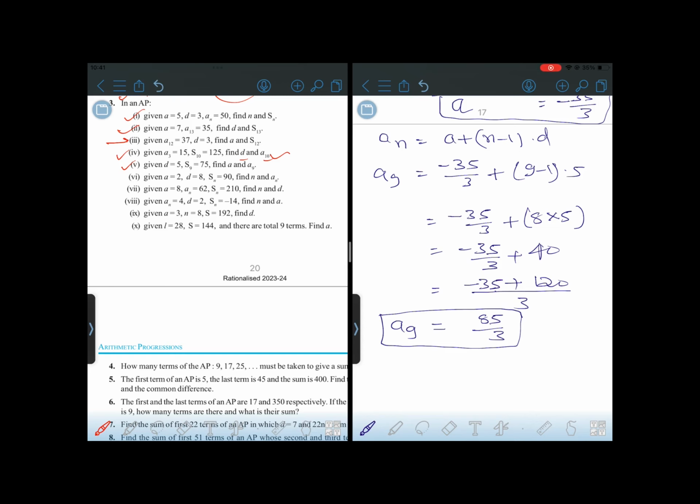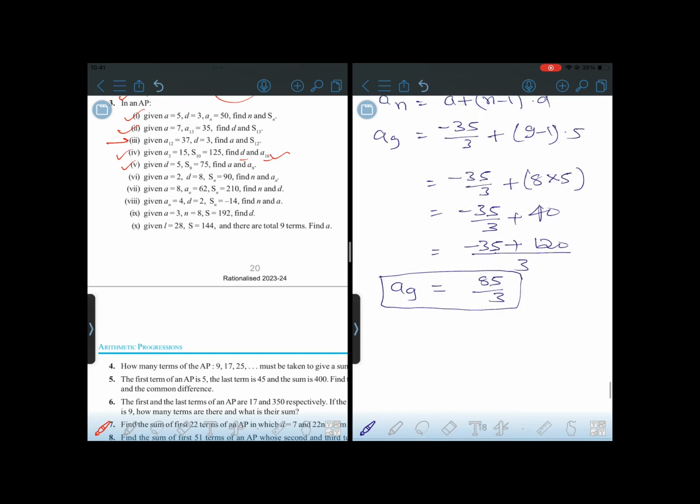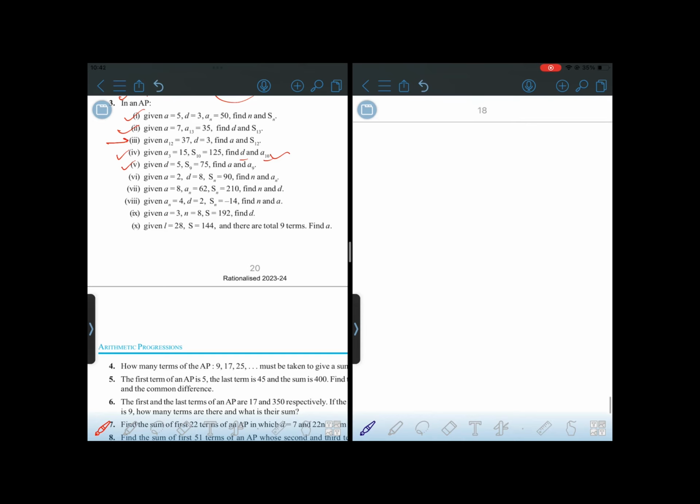Okay, so this is how we solve these questions. So I think the concept is clear, right? Because in all the questions we are given something, and we are being asked other variables, right, which are not given. So that's how we solve. Now let's see question number 3, part 6.